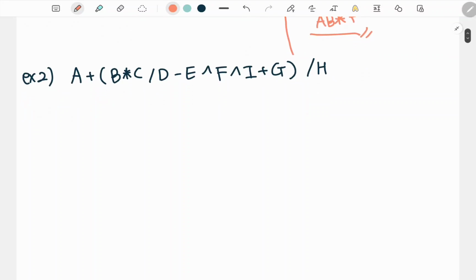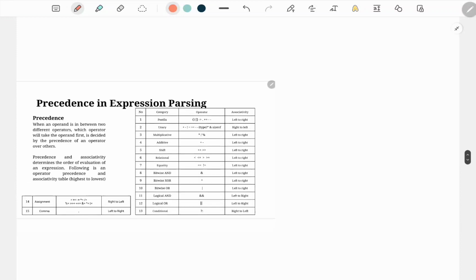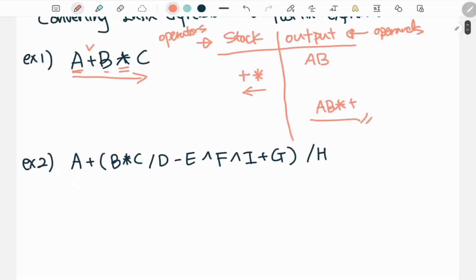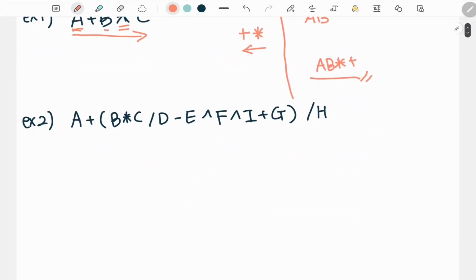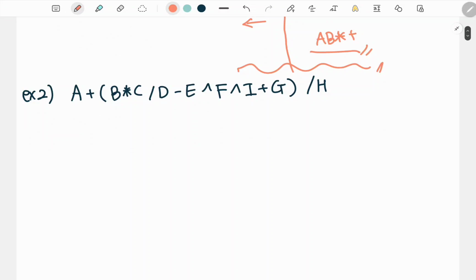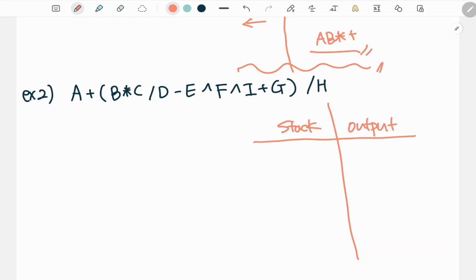more complex. So I have prepared a little table of precedence here. We're going to get to that later. And the second example, we're going to do the little t graph here again. We're going to write stack and output. So we're going to start this way again.